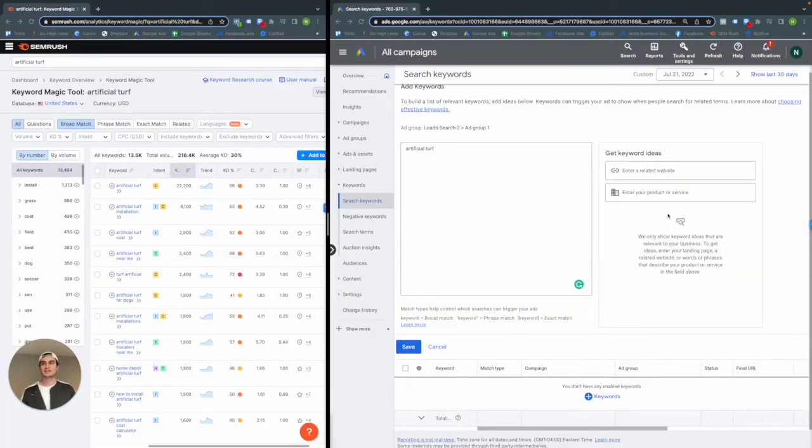We have SEMrush on the left-hand side from where we last left off, and we have Google Ads on the right-hand side from where we last left off. What we're going to do here is pick and choose keywords on the left-hand side and incorporate them into our Google Ads campaign.